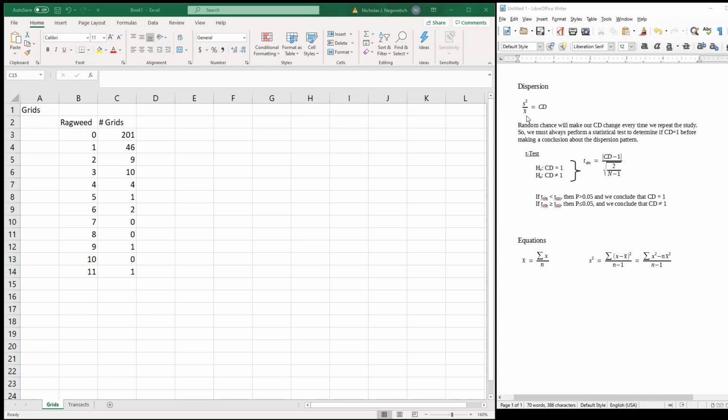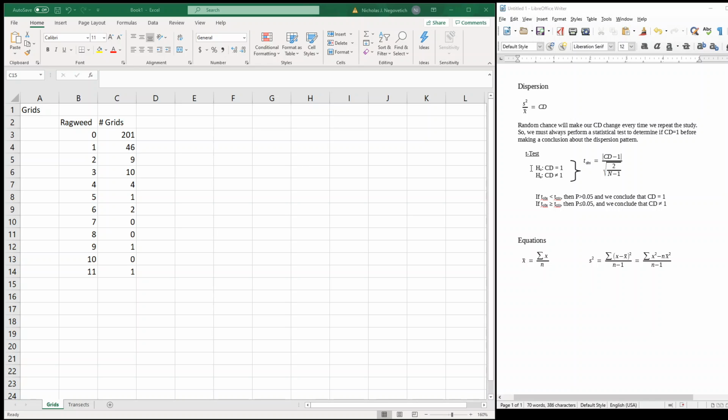So if we calculated a coefficient of dispersion equal to 0.9, based on what we've learned in lab, we would conclude that that is a uniform or regular dispersion pattern. But is it? How likely is it that we could get a value of 0.9 if our ragweed are actually random? Well, in order to answer that question, we're going to have to use some statistics. So what we're going to do is calculate our coefficient of dispersion, and then we're going to do a t-test.